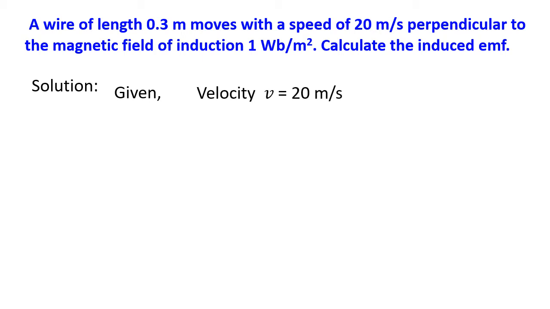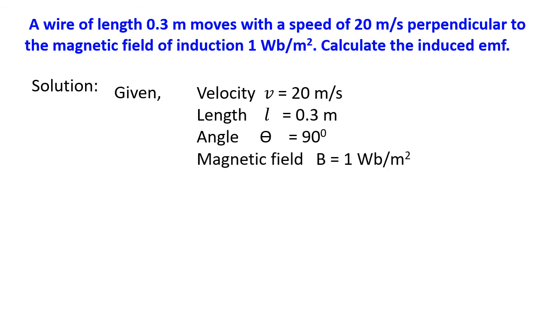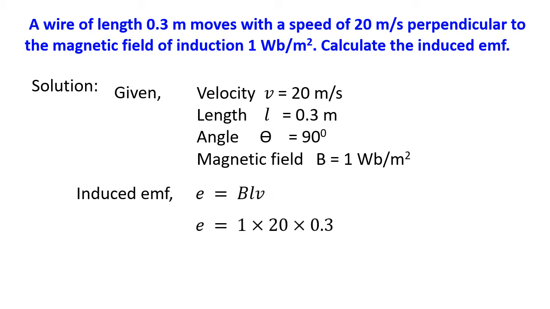Given velocity V equals 20 meter per second, length 0.3 meter, and the angle is 90 degrees, so that effect is not there here. Magnetic field B equals 1 Weber per meter square. Generally we will analyze the topic with respect to angle 90 degrees only. So induced EMF E equals BLV. If you substitute all, B value 1, velocity 20 and length 0.3, and multiply all, you will get the answer 6 volts.